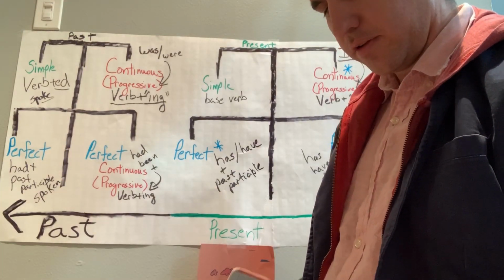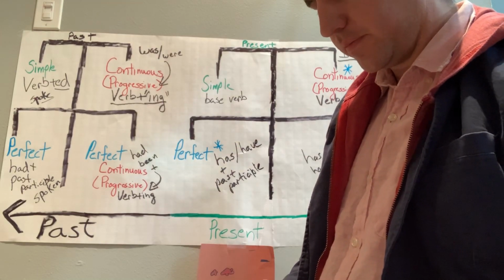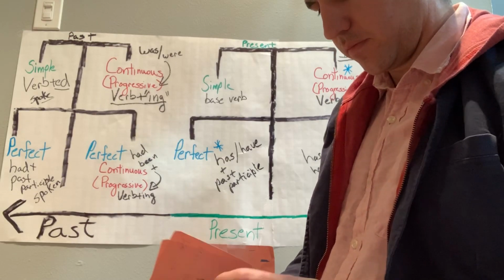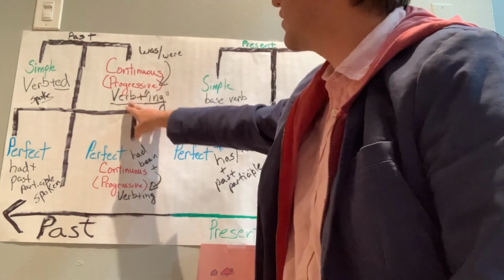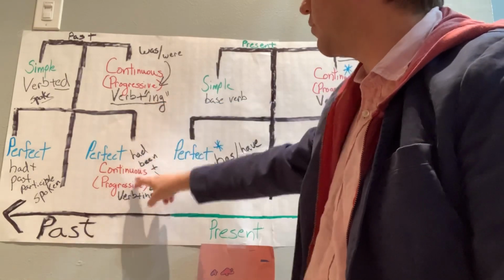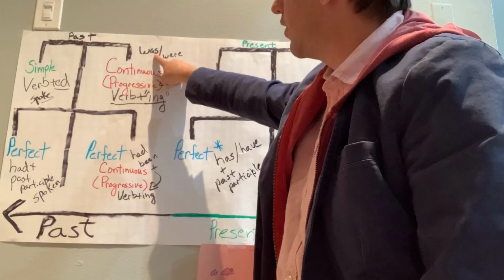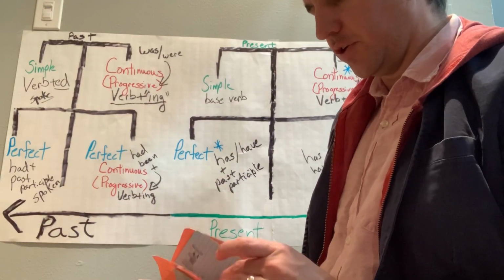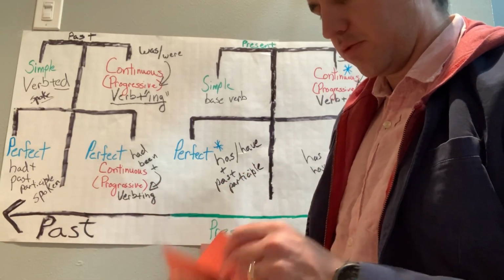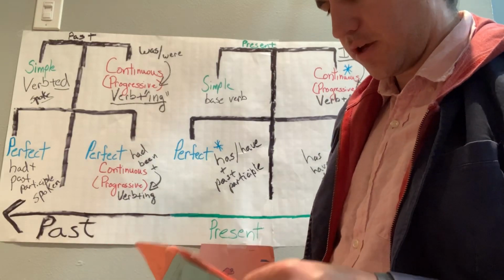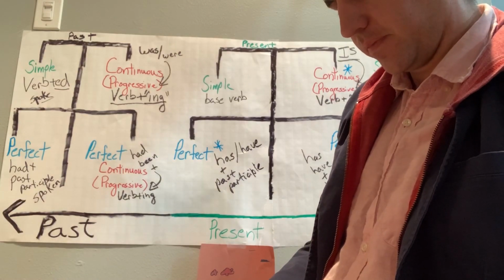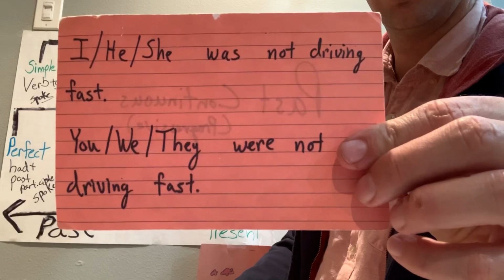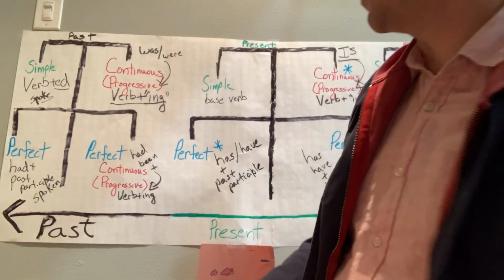If I'm talking about the past continuous, we're going to have always the continuous tense. We change the verb by adding ing. Always, always, always, in any continuous tense. We also have to add an auxiliary verb, which is like a helping verb. For the past, it's was or were. Just to show you an example, past continuous: he, she, I was, or they were driving, or he was driving, right? So that's our past continuous.